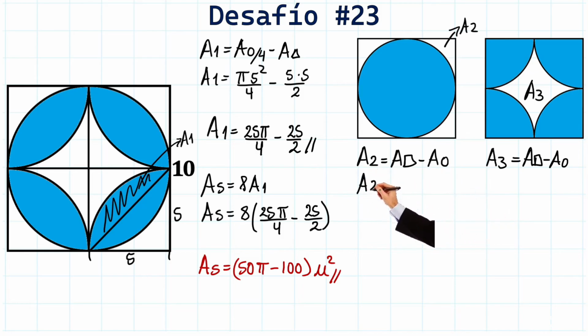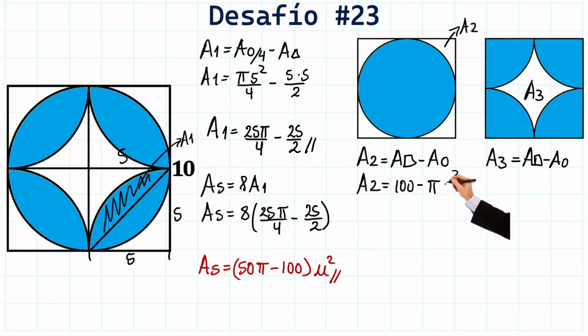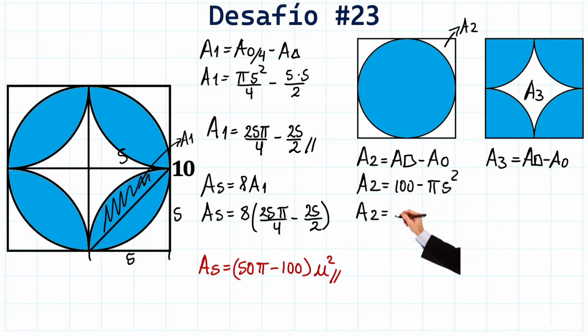So we have that area 2 is equal to the area of the square, which is 10 times 10, giving us 100, minus the area of the circle, which is pi times the radius squared. The circle's radius from here to here measures 5, so we have 5 squared here. We have that area 2 equals 100 minus 5 squared, which gives us 25 times pi. Pi. Excellent.